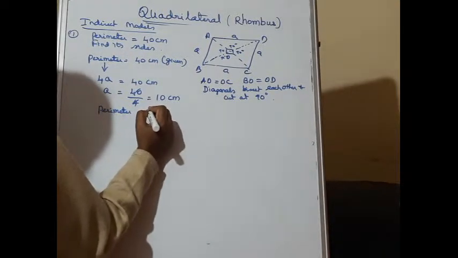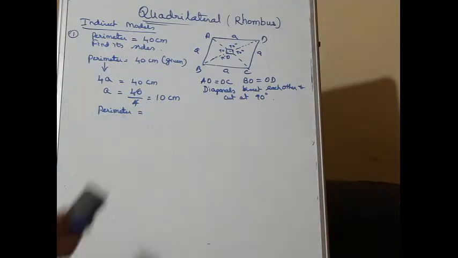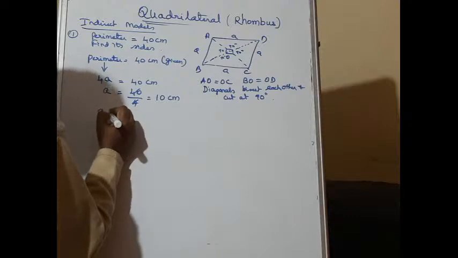This is called an indirect model. Perimeter we did already. When the side is given, perimeter is also a direct model. It's a is equal to 10.